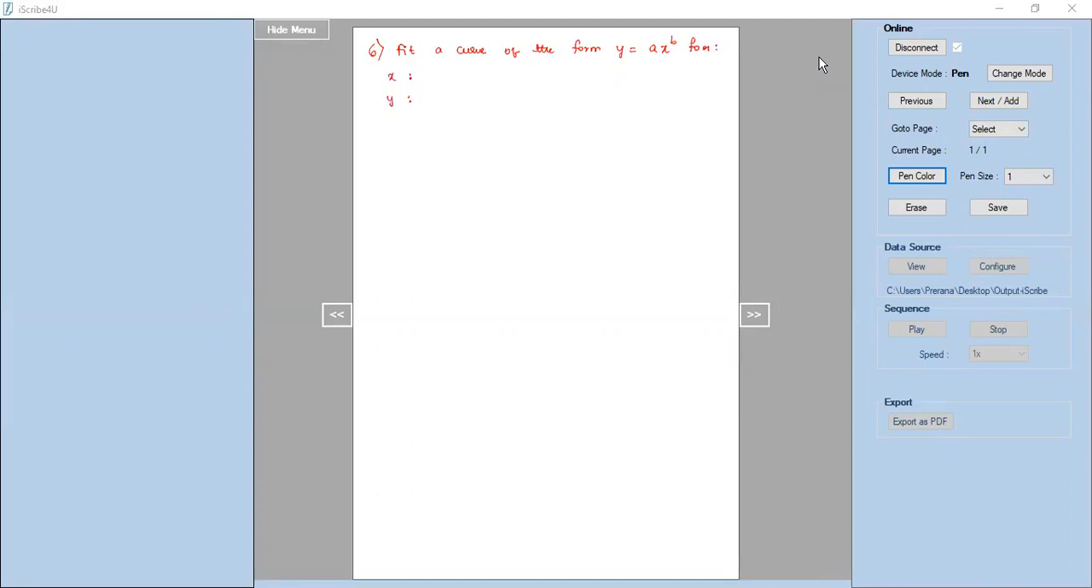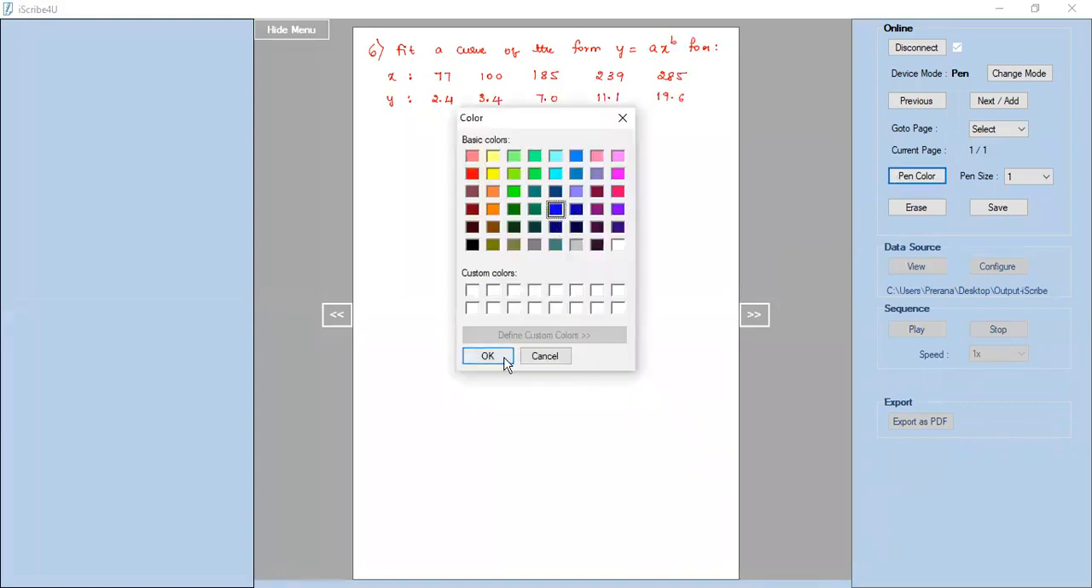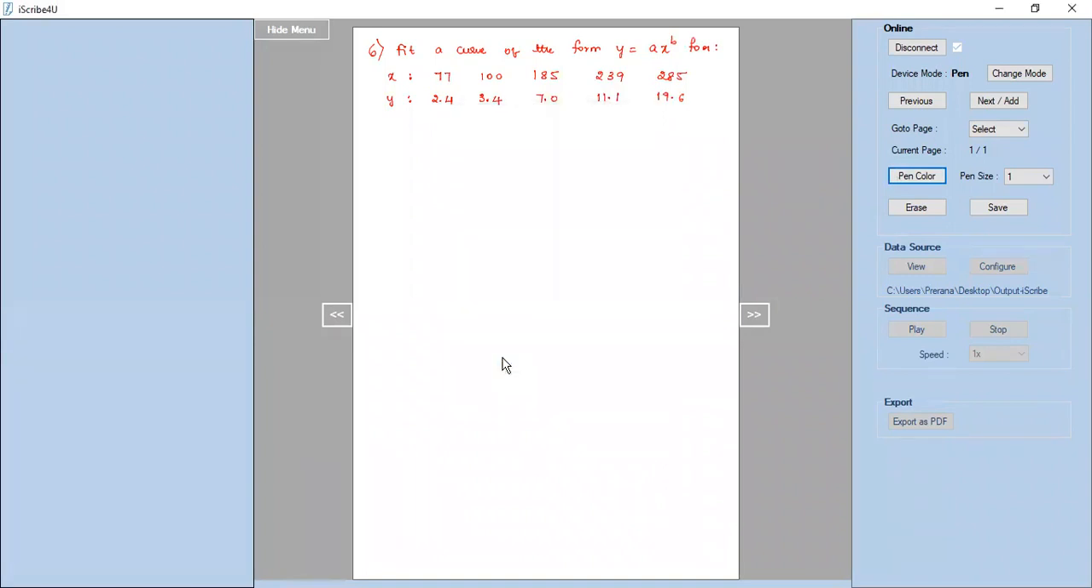Given data is x values are 77, 100, 185, 239, 285. The respective values of y are 2.4, 3.4, 7.0, 11.1, 19.6. These are the set of values of x and y given. We'll have to work out in the same manner as we did the previous one.